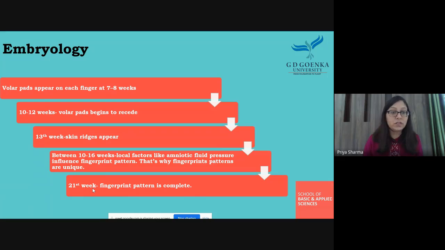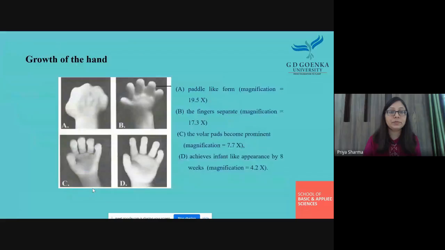We will see in the next slide how these volar pads are responsible for the pattern of the ridges on our fingerprints. At the end of the 13th week, your ridges start to appear, and between 10 to 16 weeks, there are local factors like the pressure of amniotic fluid inside the womb. All these factors influence the fingerprint pattern, and they are responsible for the uniqueness of fingerprints. At the end of the 21st week, your fingerprint pattern is completely developed.